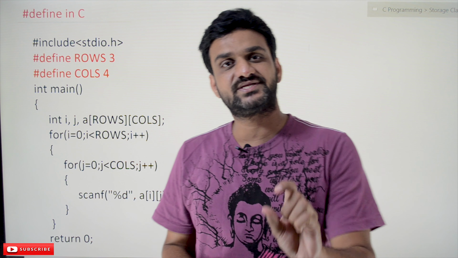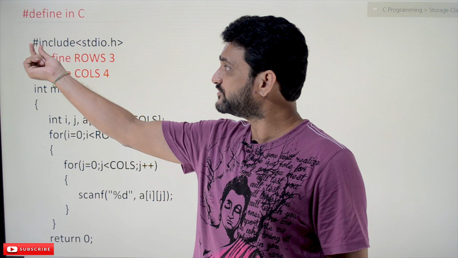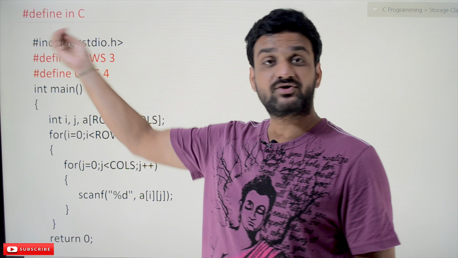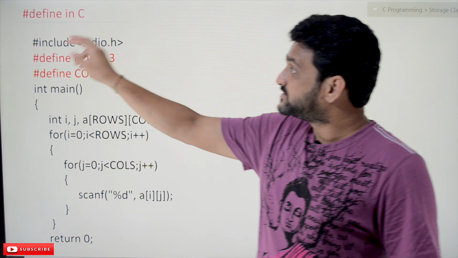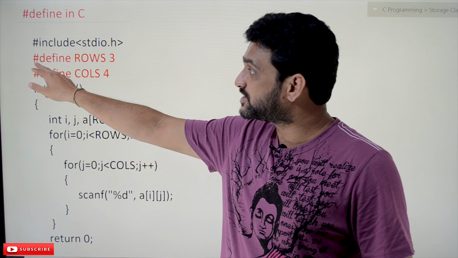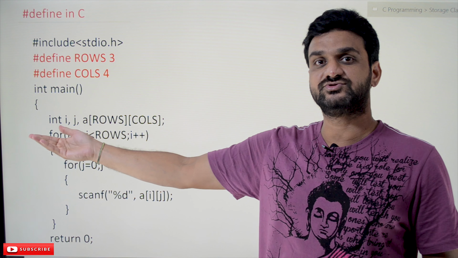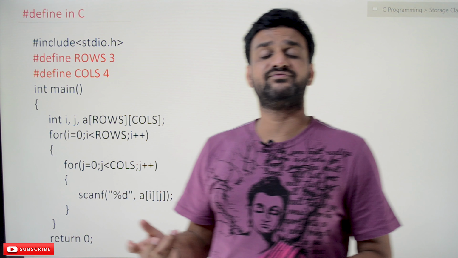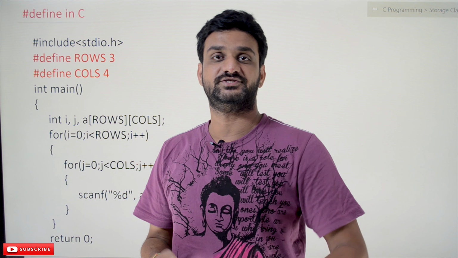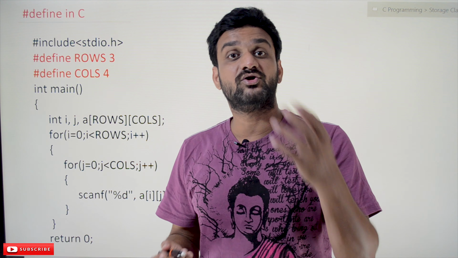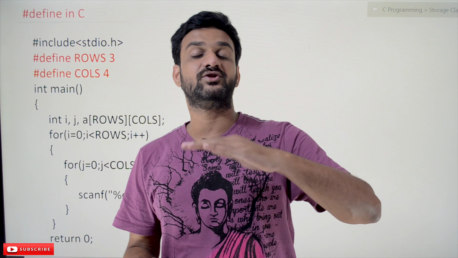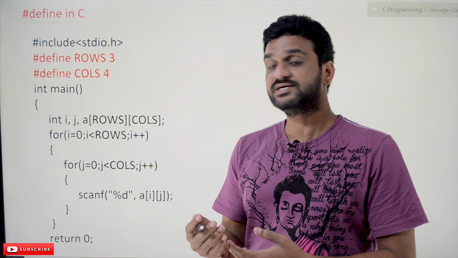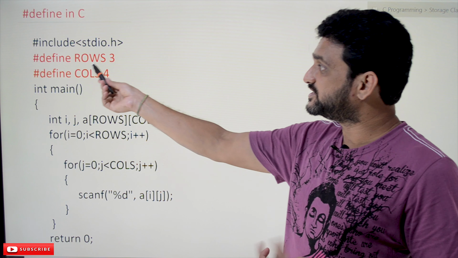At this point of time, just remember that whatever we start with the hash is called a preprocessor directive. Similar to hash include, there are many different preprocessor directives, and one of them is hash define. It is used to define constants, and those values cannot be changed throughout the execution of the program. Const is another way in which we can create constants, and similarly hash define is the other way.